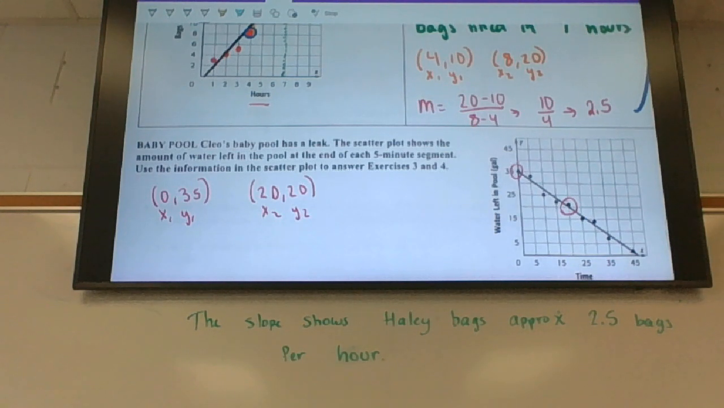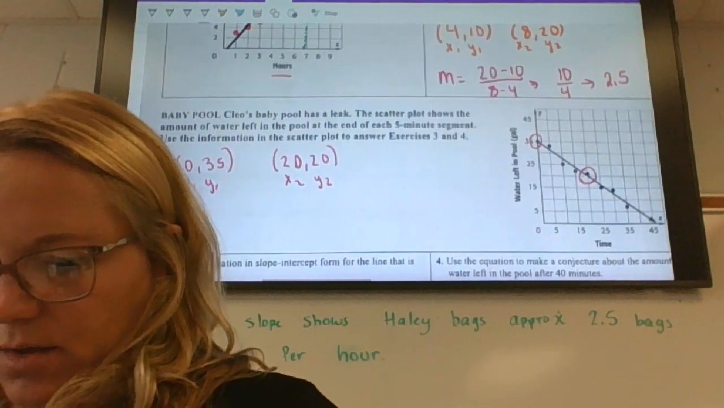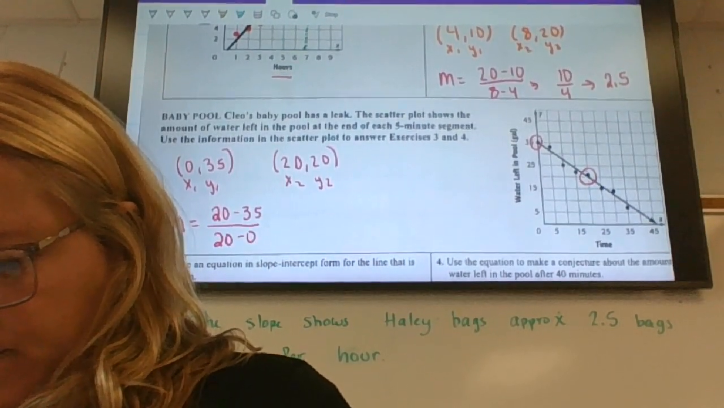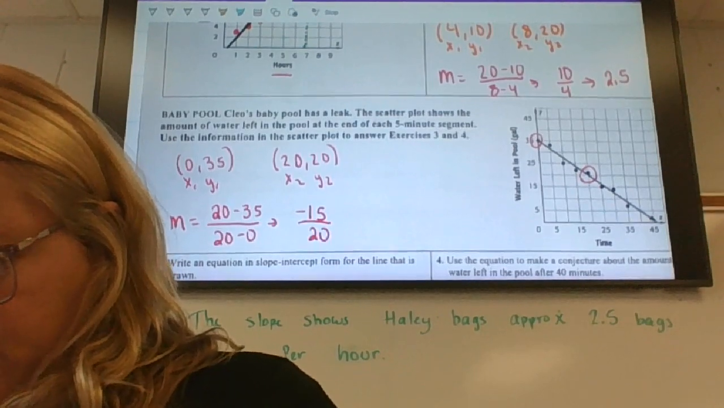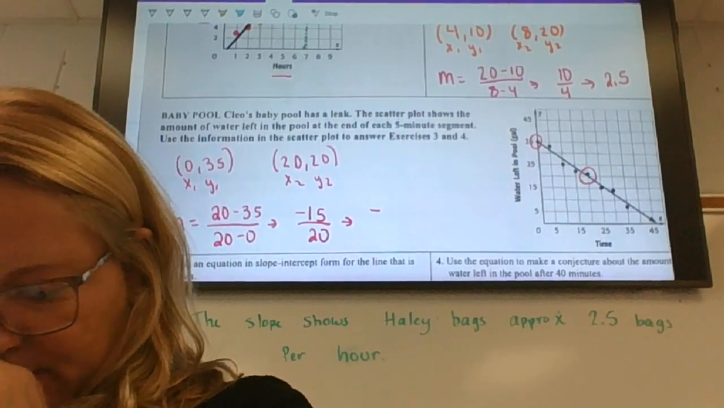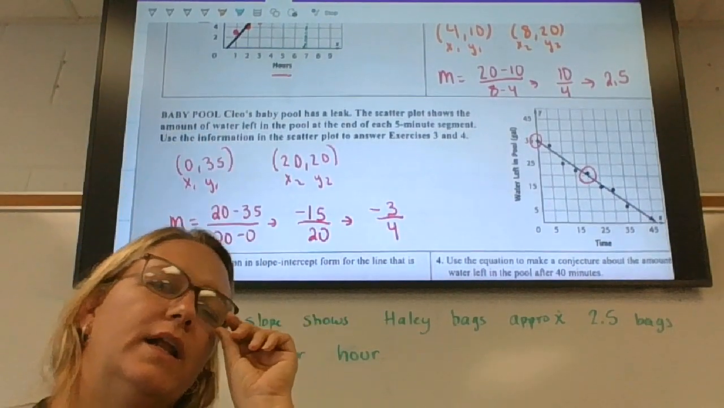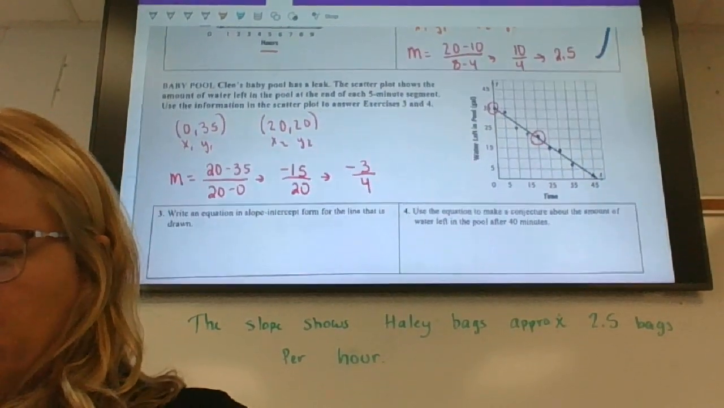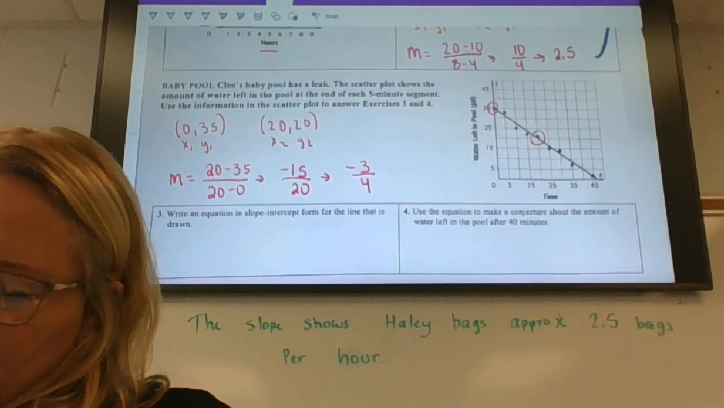That's another one. Oh my gosh, do we have a negative slope this time? Yeah, it's a negative correlation. I got -3/4. Okay. Now, -3/4 is a great slope. What does that mean if I was to interpret it? It goes down 3 gallons every 4 minutes.